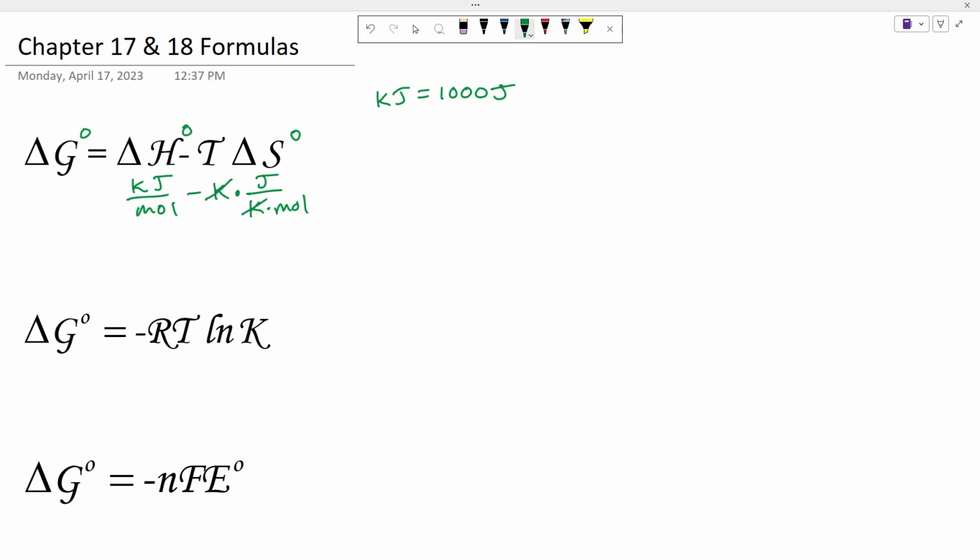Hopefully that's pretty obvious. Now, you could calculate delta G, and just a friendly reminder that when delta G standard is less than 0, that reaction is spontaneous as written in that forward direction. If delta G standard is positive, then the reverse reaction is spontaneous. The forward reaction is not spontaneous.